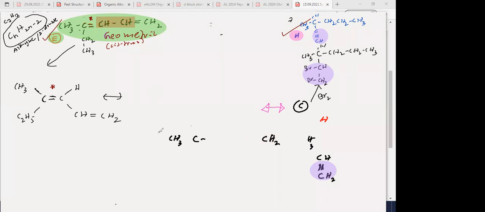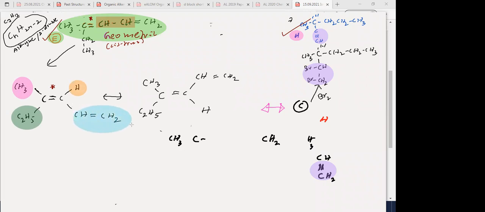Try this. You can change this side. I'll keep CH3, C2H5 like this, and double bond. Here I'll take CH double bond CH2, and here I'll get H. This is the other structure. But you cannot name this as cis trans. But why is it geometric? What is the main requirement for geometric? There are two different groups attached to this side, and this side also there are two different groups attached. That is how it becomes cis trans.